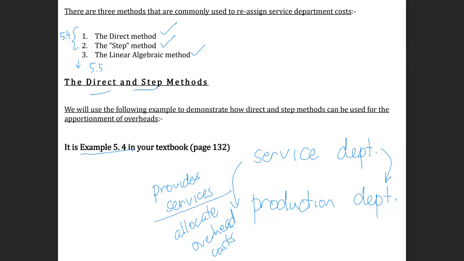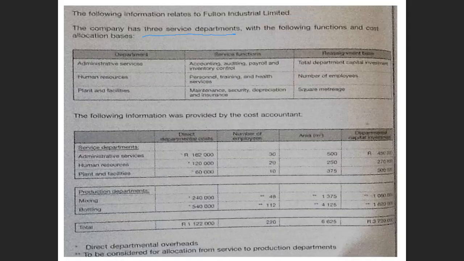So because it provides services from the service department to the production department, there is a cost that needs to be accounted for, and so the overhead costs of the service department are allocated to the production departments. That is exactly what is happening here. You are basically reallocating costs from your service department to your production departments as well as other departments.